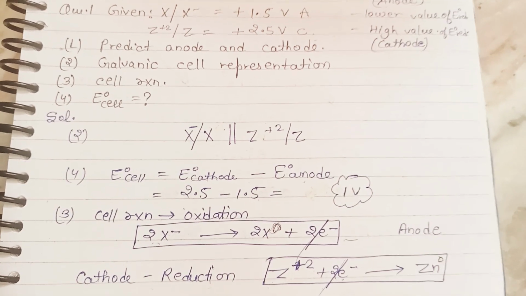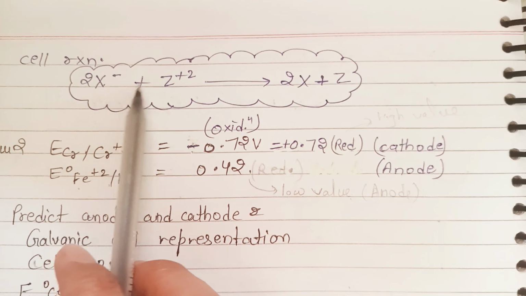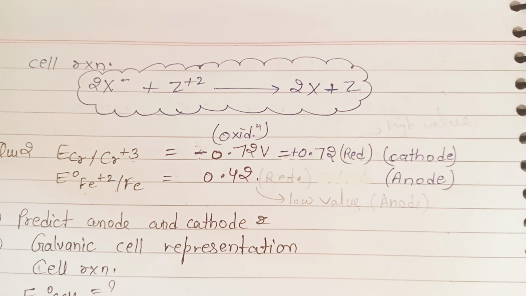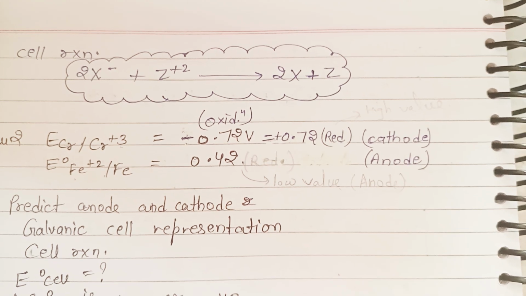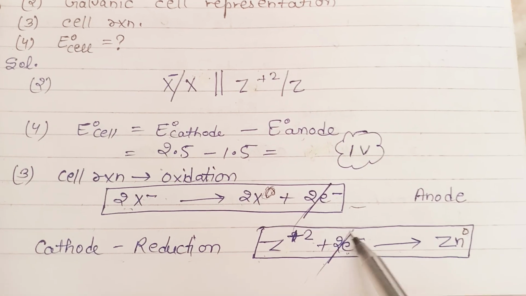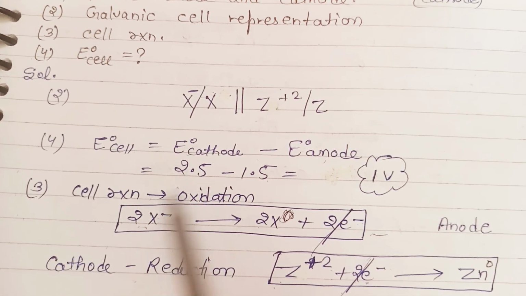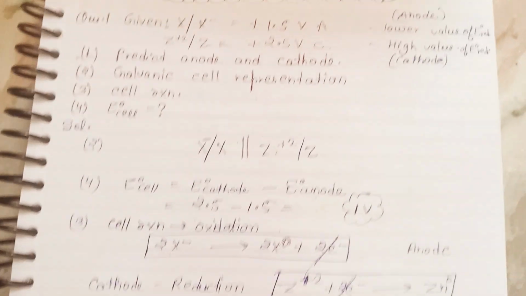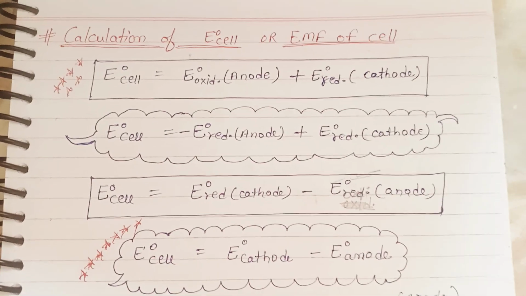Now the overall reaction we can see that: 2X minus plus zinc plus 2 gives 2X plus zinc. This is the overall reaction of the galvanic cell. We can see how the two electrons cancel out, so this becomes the reaction. So this is the galvanic cell, EMF of cell, E naught of cell.